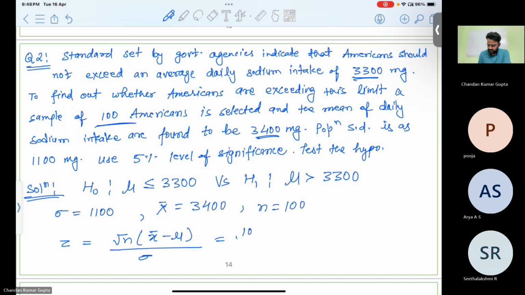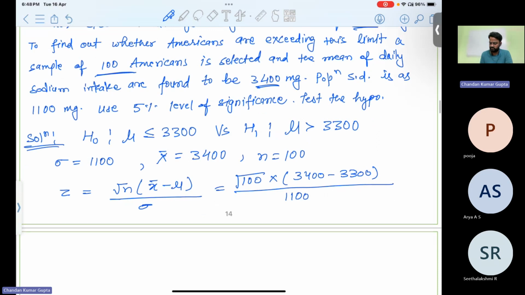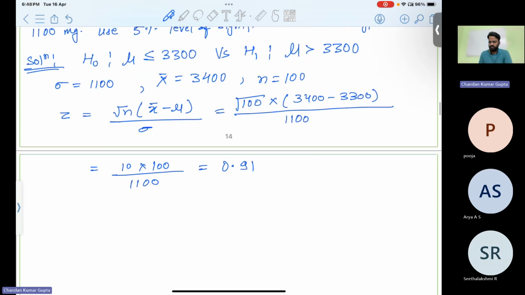It's 10 into 3400 minus 3300, divided by 1100. It's a simple calculation. We may solve this: 10 into 100 divided by 1100, which comes out to be 0.91 after solving. So our calculated Z value is 0.91.